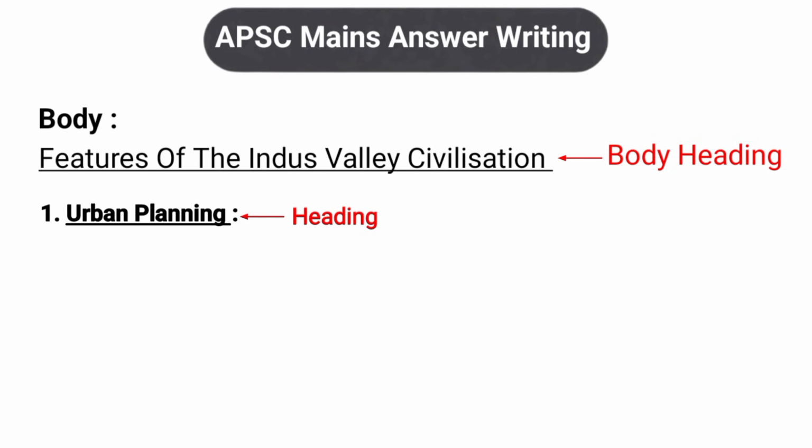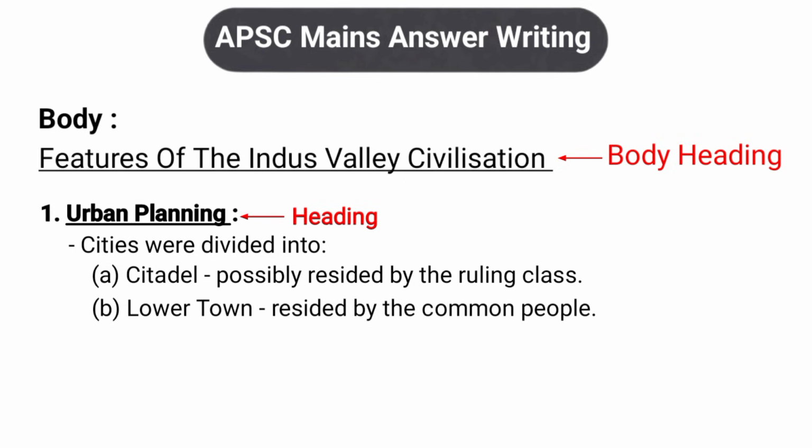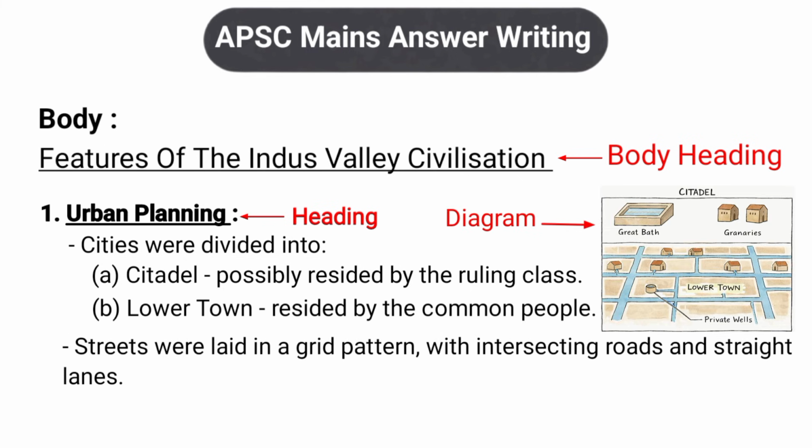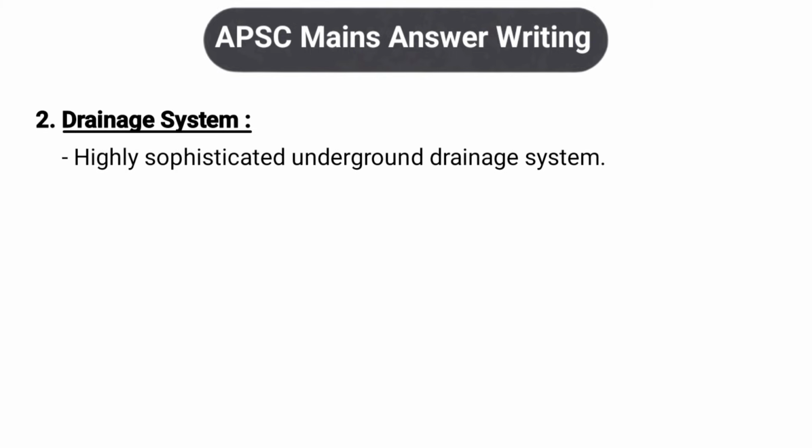First, urban planning. Write points like cities were divided into citadel, possibly resided by the ruling class. Lower town, resided by the common people. Streets were laid in grid pattern with intersecting roads and straight lanes. One important thing, do not explain too much. Write crisp points. Second heading, drainage system.